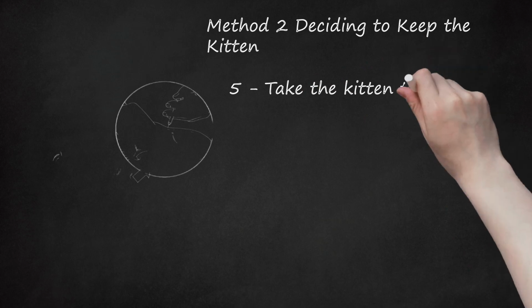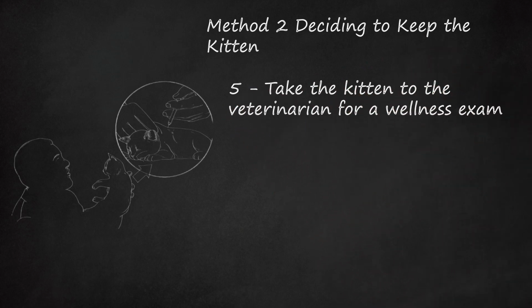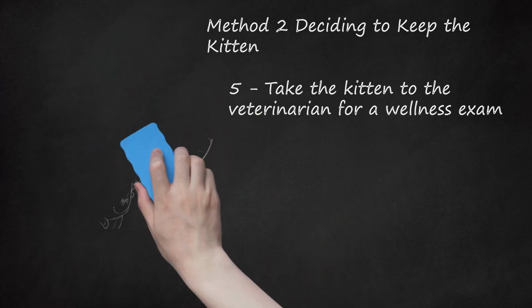5. Take the kitten to the veterinarian for a wellness exam. As your kitten gets older, you need to take her to the veterinarian for a wellness exam and vaccinations, assuming you haven't already taken her to the vet due to illness. Vaccinations are usually given in multiple doses over several weeks or months.